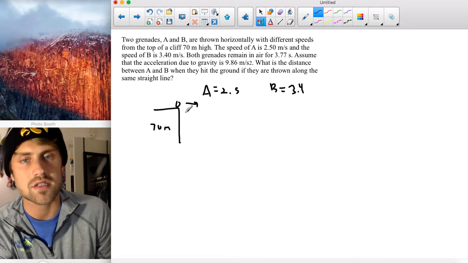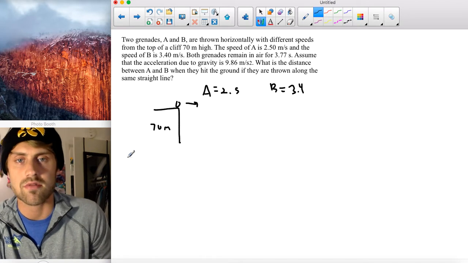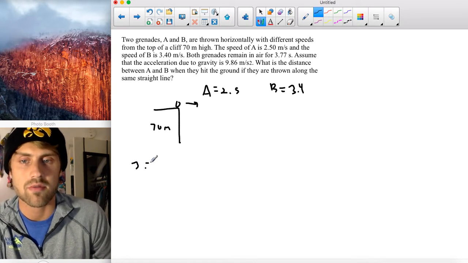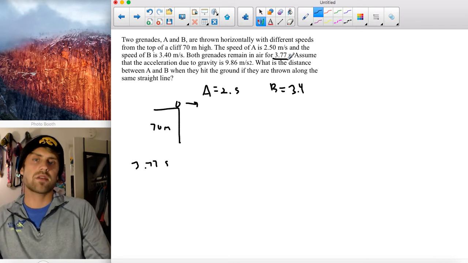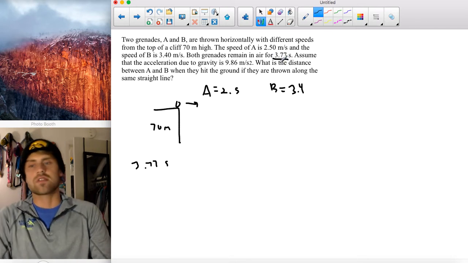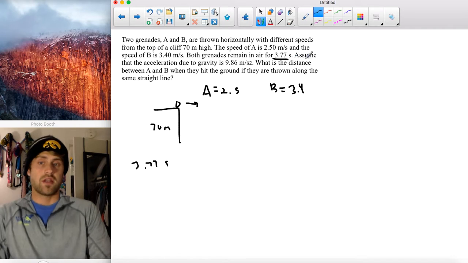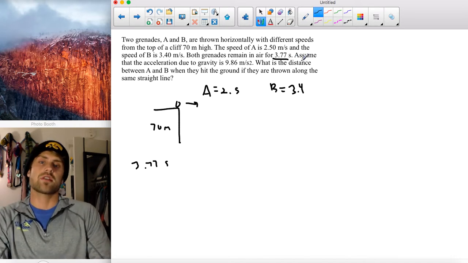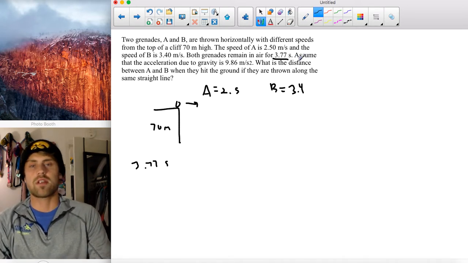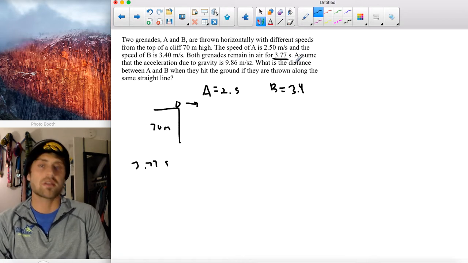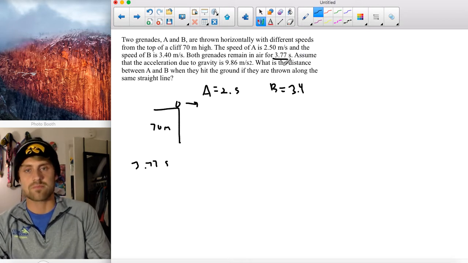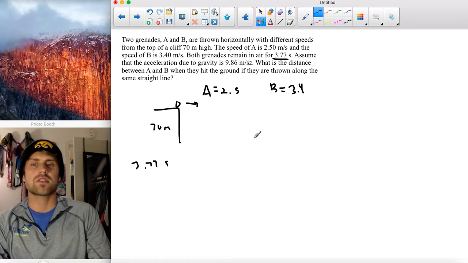It's really nice. It tells us both of the grenades remain in the air for 3.77 seconds, which makes sense because all objects have the same acceleration due to gravity, and if we ignore air resistance, they're all going to fall at the same rate and hit the ground at the same time. So it makes sense if they're falling from the same place, they're going to hit the ground at the same time. What is the distance between A and B when they hit?